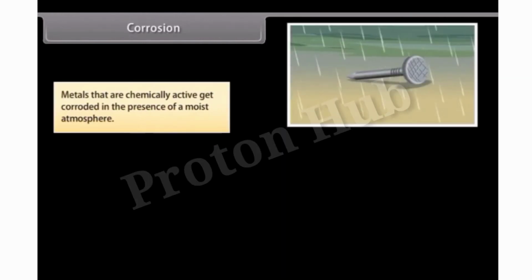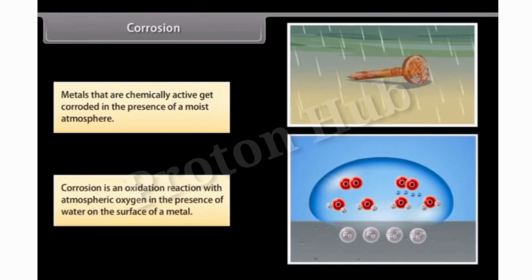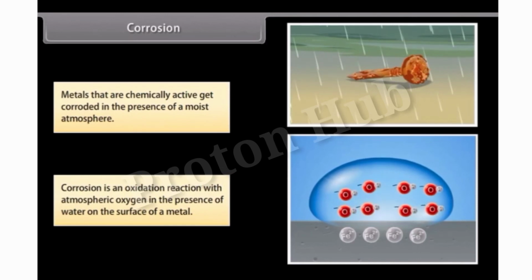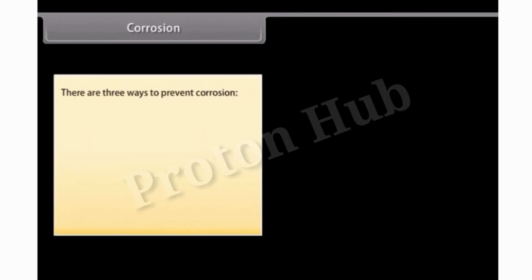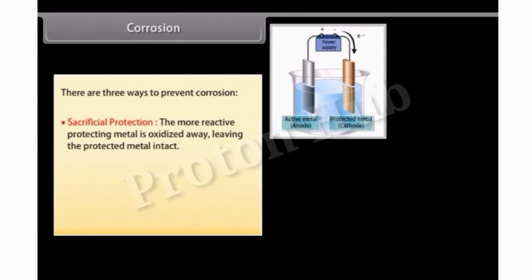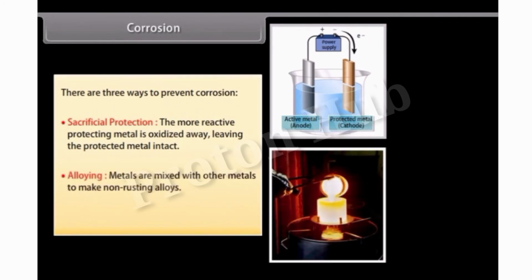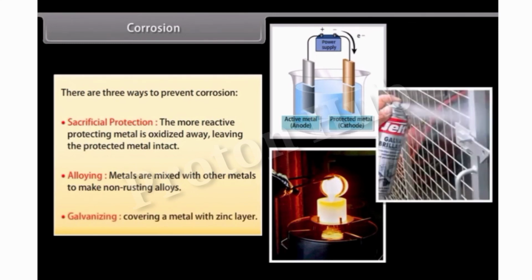Corrosion. Metals that are chemically active get corroded in the presence of a moist atmosphere. Corrosion is an oxidation reaction with atmospheric oxygen in the presence of water on the surface of a metal. For example, iron and aluminium corrode. However, non-reactive metals like gold, platinum, and mercury do not corrode. There are 3 ways to prevent corrosion. Sacrificial protection, where the more reactive protecting metal is oxidized away, leaving the protected metal intact. Alloying, where metals are mixed with other metals to make non-rusting alloys. Galvanizing, where a metal is covered in a thin zinc layer. This layer is produced by electrolytic deposition.